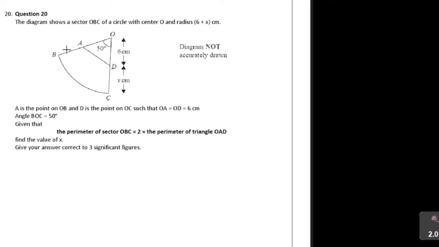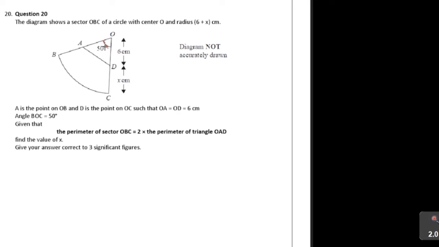The diagram shows a sector OBC of a circle with center O and radius x plus 6. The point A is on OB and D is on OC such that OA equals OD equals 6. Angle BOC equals 50 degrees. Given that the perimeter of the sector OBC is equal to 2 times the perimeter of the triangle OAD, find the value of x.